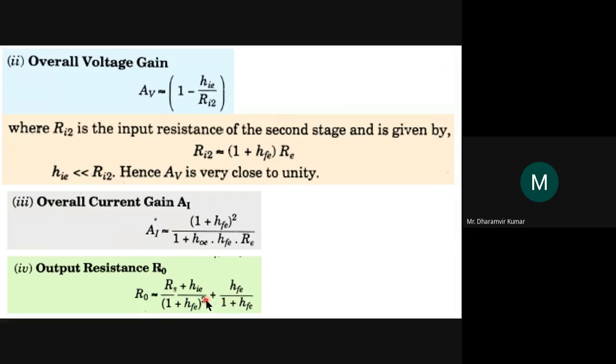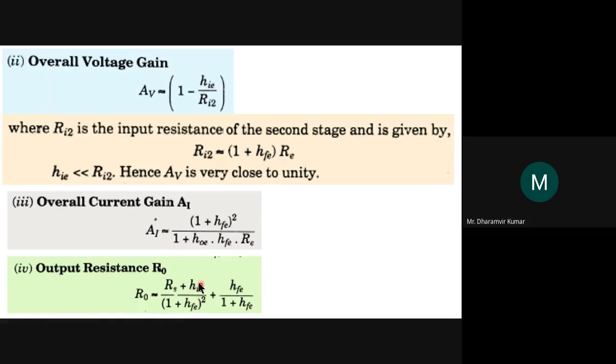And this RS, the source resistance of the input source. So RS plus HIE. This HIE is the input impedance. We already know that input impedance is quite high. This is divided by 1 plus HFE whole square. HFE is beta. Beta is also high. Beta is around 150, 200, whatever. So this will be 100 square, means 10 to the power 4.